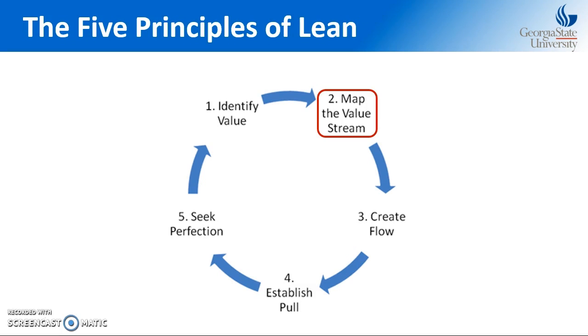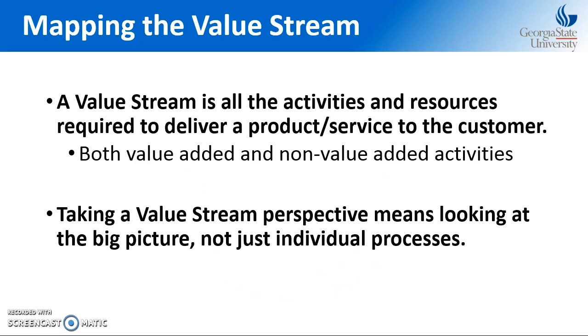The second principle of lean is to map the value stream. When we talk about mapping the value stream, what we're talking about is looking at the big picture. It is looking at all the activities and all the resources that are required to deliver our product or service to the customer. We take a big picture approach to the entire set of processes, not just one process.